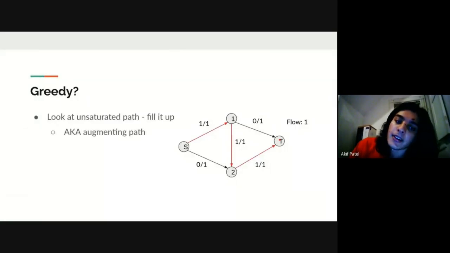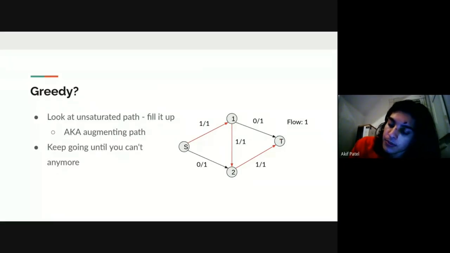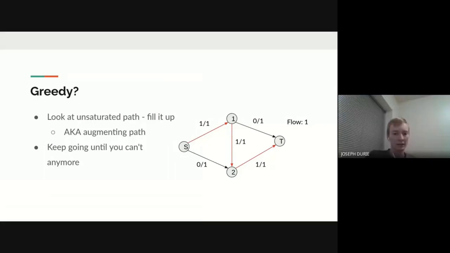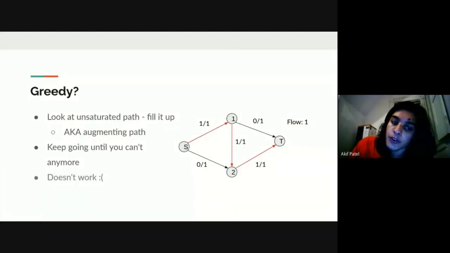This is called augmenting a path. Okay? And then you just keep going until you can't anymore. So that would be one greedy approach. And by keep going, I mean you keep finding these paths until there is no path left. Good point. Unfortunately, this doesn't work.